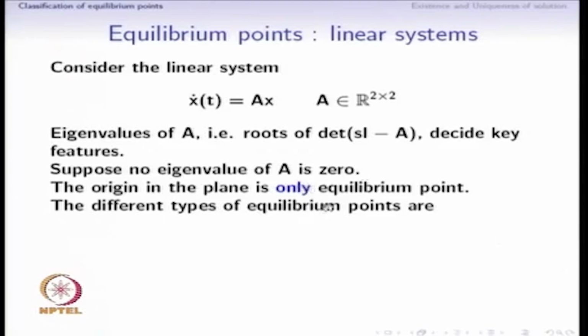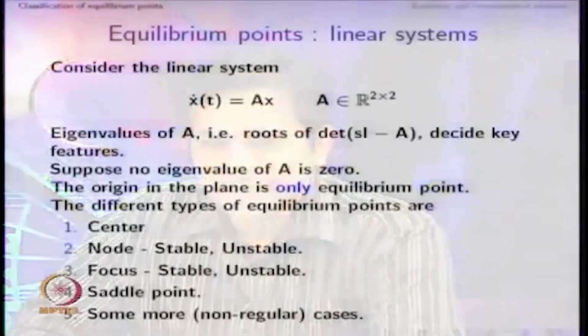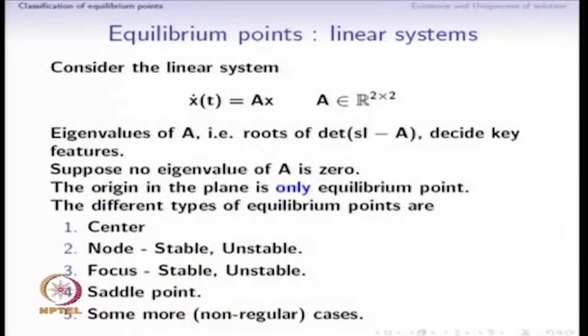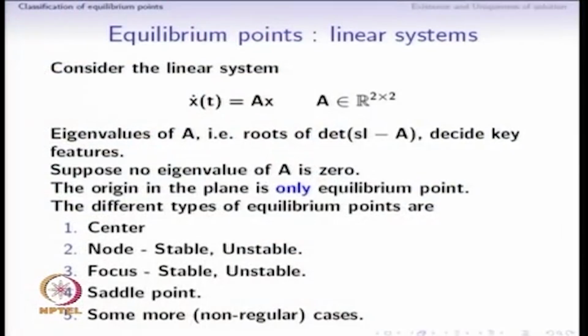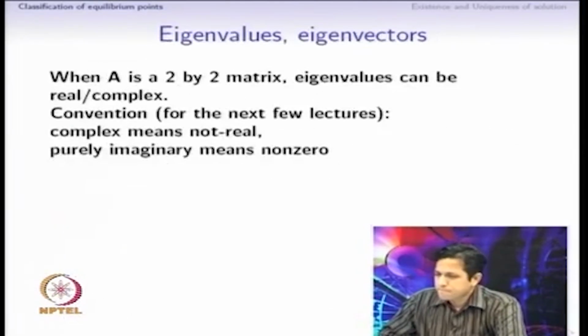But this equilibrium point can be of different types depending on different A's. So, the different types we will see are, the equilibrium point could be a center. We will define what a center is. It could be a node, in which case it could be a stable or unstable node. It could be a focus, a stable or unstable focus. It could be a saddle point, and for some more general, non-regular cases, it could be none of these, which we will also see.